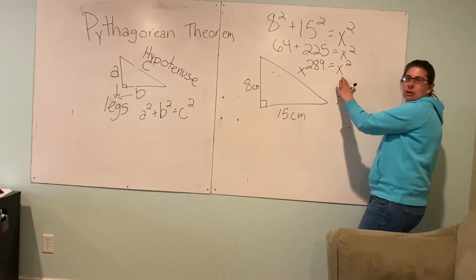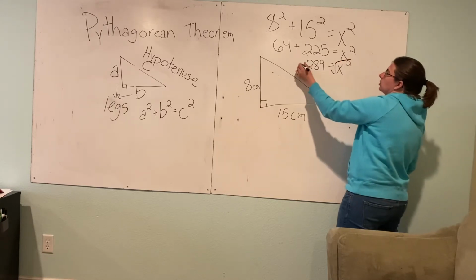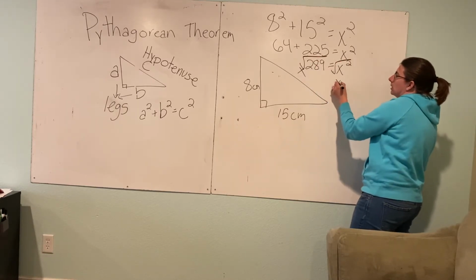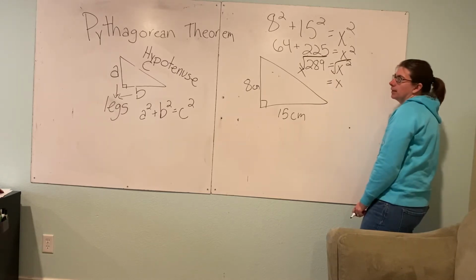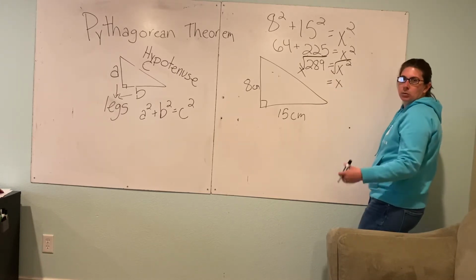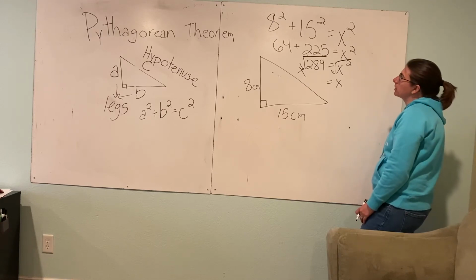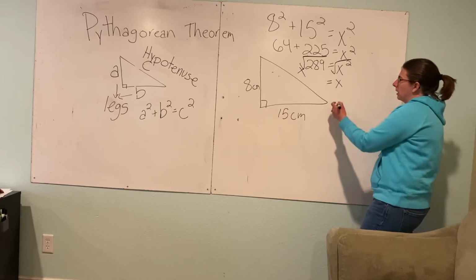We want to isolate the variable. We want to solve for x. Our last step here is going to be to square root this. And so now you've got to ask what times itself gives you 289. This would be a great time to be breaking out those calculators and figuring this out.